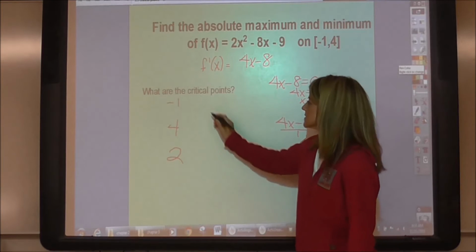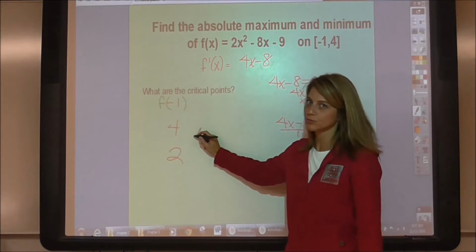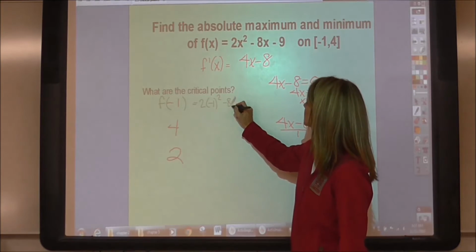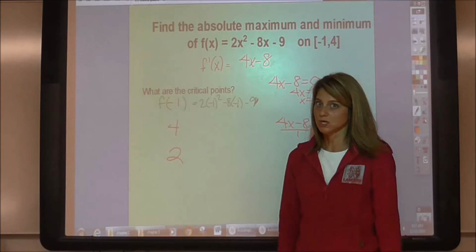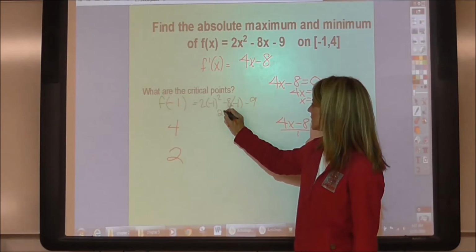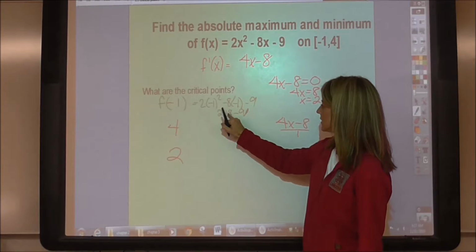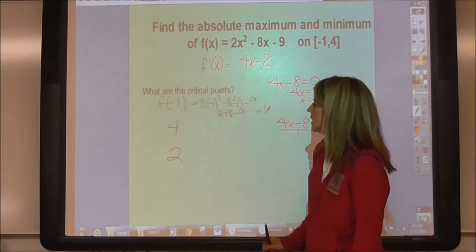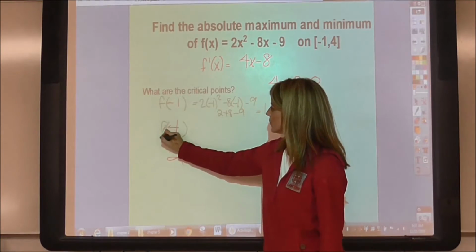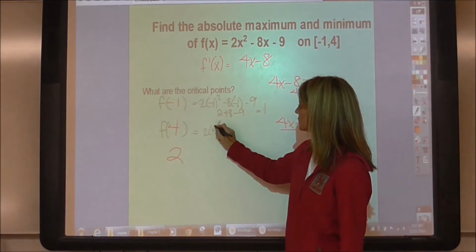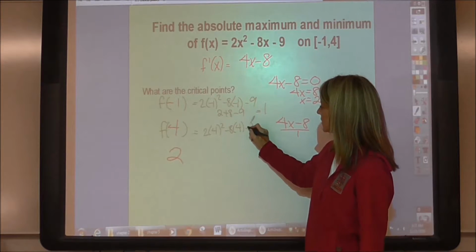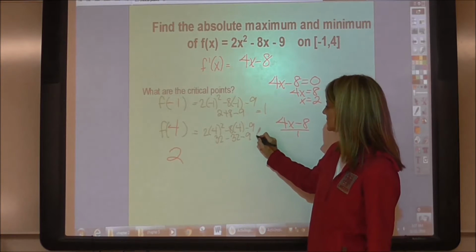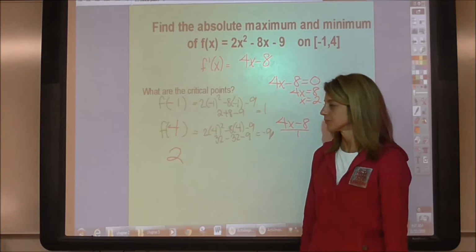Okay, you paused, right? So I'm putting -1 into my function. 2 times -1 squared minus 8 times -1 minus 9. Okay, so check me here, right? 2 plus 8 minus 9. 10 minus 9. I'm getting a y value of 1. If I put in -1, I get 1. Let's try 4. Putting 4 into my function. 2 times 4 squared minus 8 times 4 minus 9. Okay, 16 times 2 is 32 minus 32 minus 9. I'm getting -9.